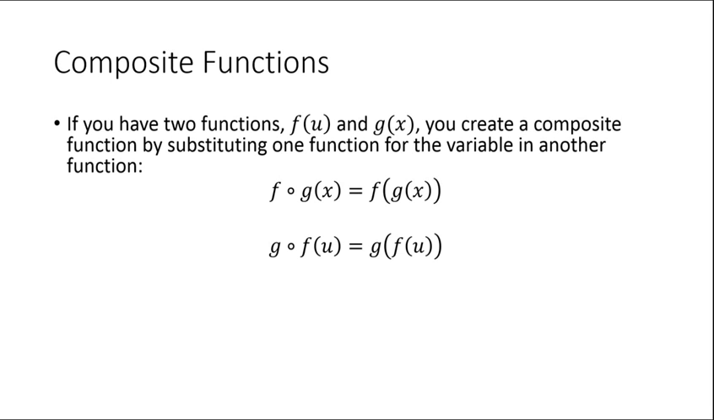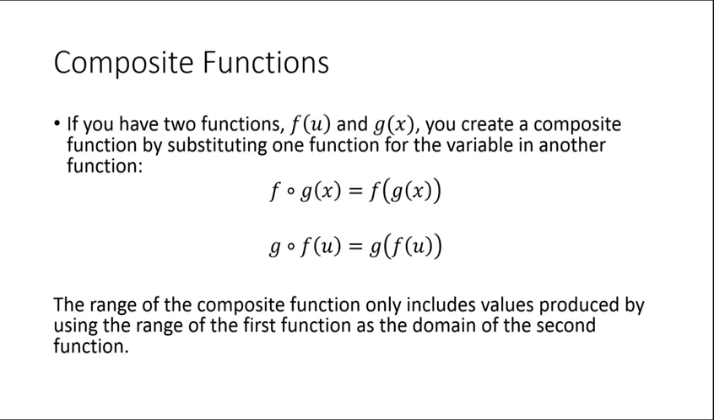You can create a composite in the opposite direction. It will create a completely different function. So g composite f is not the same as f composite g. Here you're creating it by, every place there is an x in the function g of x, you will substitute the full functional form for the function f of u.